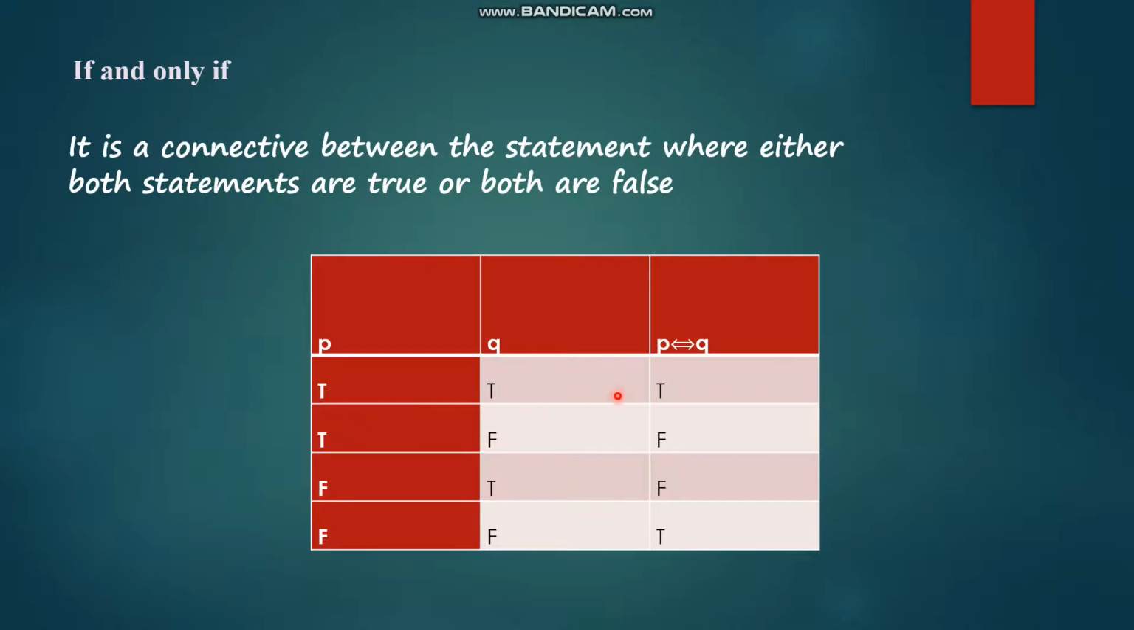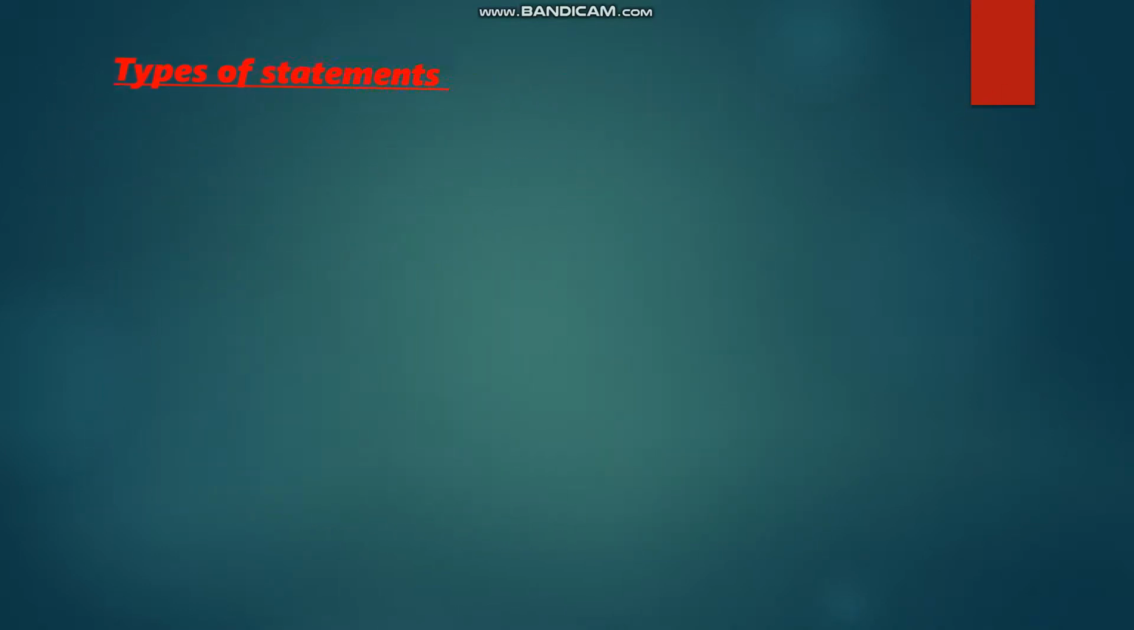Here you can observe that it is very simple. If both are true, then the condition if and only if is true. If both are false, then also the condition is true. If one statement is false, then if and only if will be false.